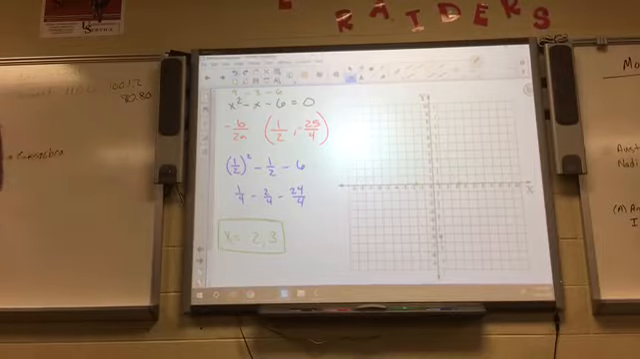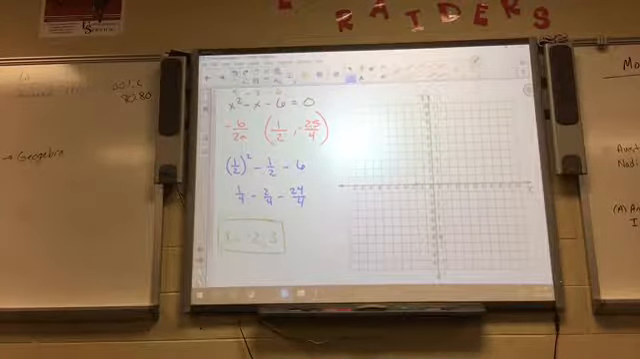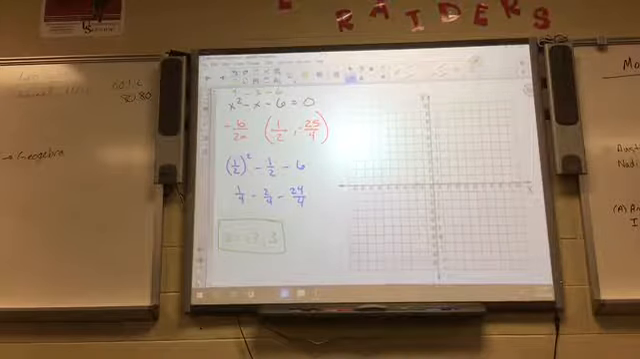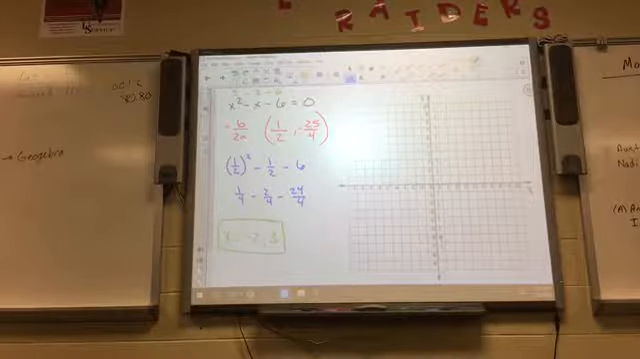Meaning, if I would plug one of those two numbers into my equation and solve it, I would get 0, right? And that's where my graph crosses the x-axis. That is the solution to our parabola. That's what x equals. Okay? That's how we would solve that equation.